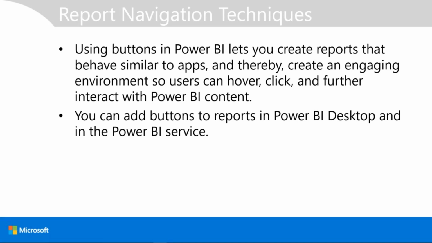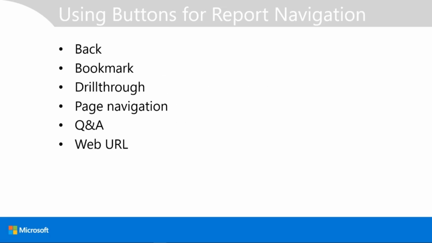In this sublesson, we're going to configure navigation for a report. So there are several report navigation techniques we can use in Power BI. We can use buttons in Power BI to let you create reports that behave similar to apps, and thereby create an engaging environment so users can hover, click, and further interact with Power BI content. You can add buttons to reports in Power BI Desktop and in the Power BI service. Some of the actions we can put on our buttons are back, bookmark, drill through, page navigation, Q&A, and web URL. So let's go to the Power BI Desktop and take a look.